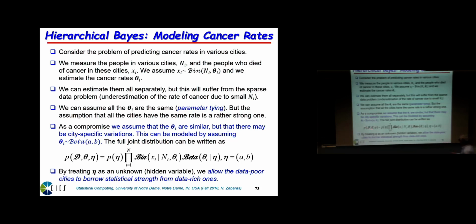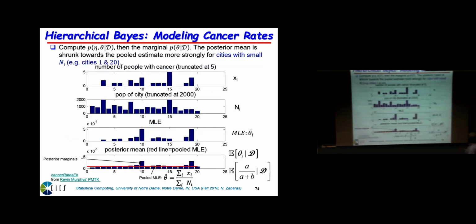So the unnormalized posterior is the likelihood, times the prior on theta given eta, times the prior on eta. All right, I am going to show you what the results are, and I'm going to discuss a little bit afterwards how we compute alpha and beta.